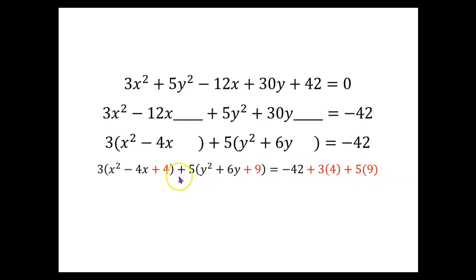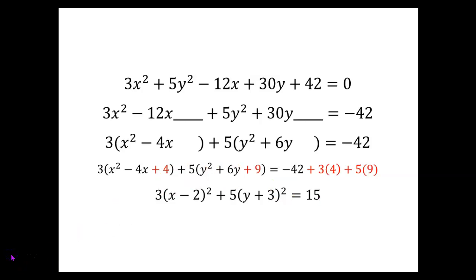So let's see what we have here. We have 3 times a perfect square, something that factors as x minus 2 squared, plus we have 5 times something that factors as y plus 3 squared. And then this negative 42 plus 12 plus 45 adds up to 15.